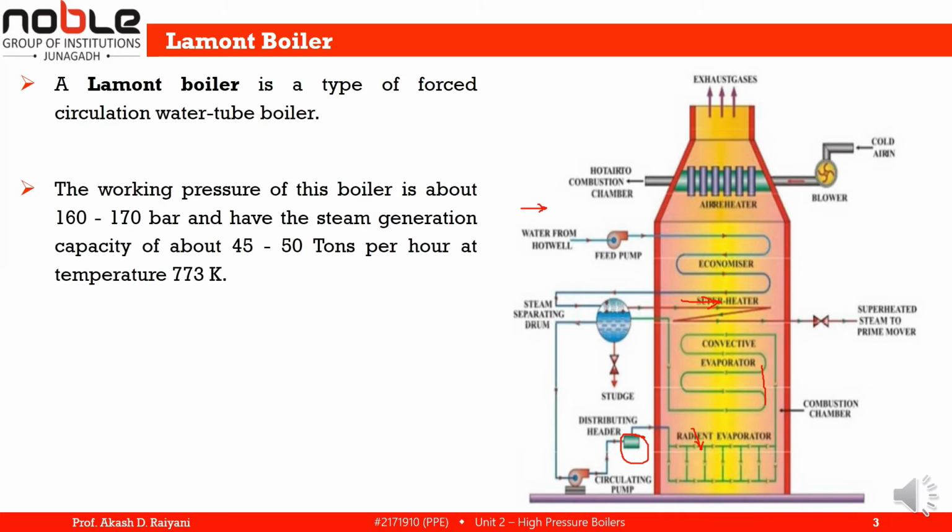The working pressure of this boiler is about 160 to 170 bar and it has a steam generation capacity of about 45 to 50 tons per hour at a temperature of 773 Kelvin.